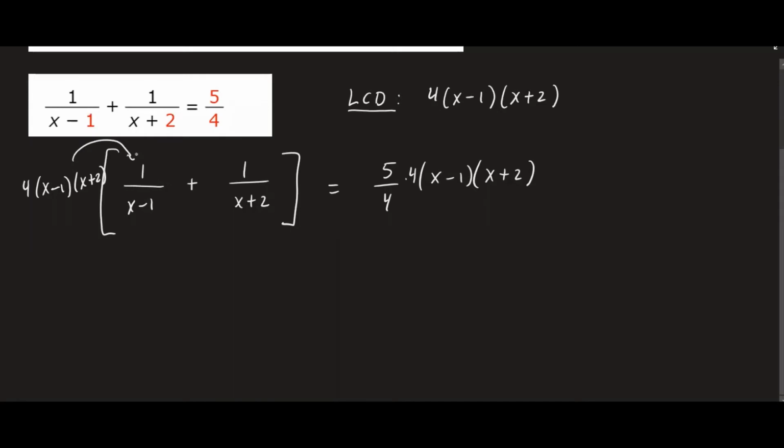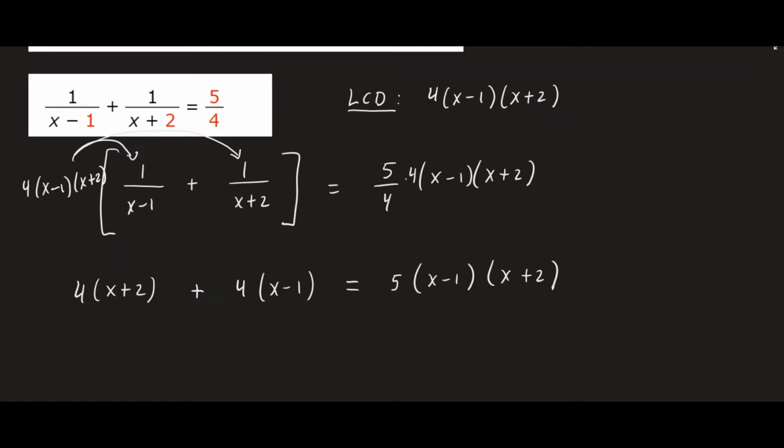We distribute to the first term and second term on the left side. So that will give us 4 times x plus 2, because x minus 1 will cancel out. Plus, now when we distribute to the second term, x plus 2 will cancel out. So we'll be left with 4 times x minus 1 is equal to, and on the right side, the 4 will cancel out. So we'll be left with 5 times x minus 1 and x plus 2. So that's a pretty nice equation to solve now, because it doesn't involve any fractions.